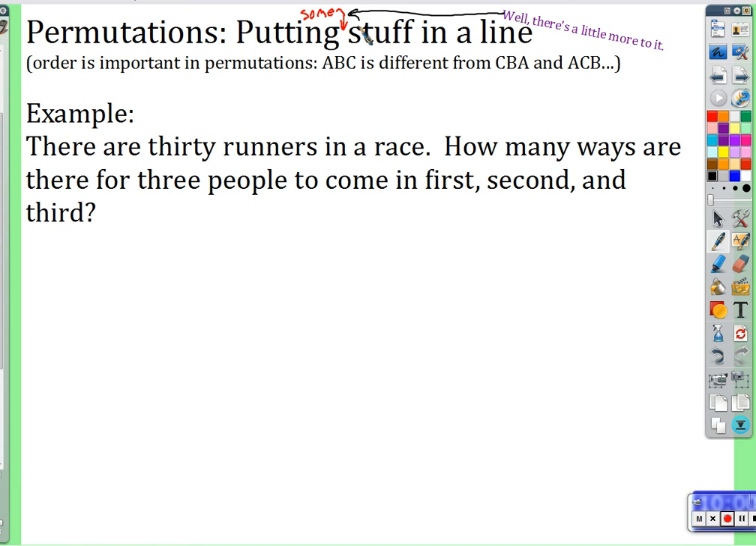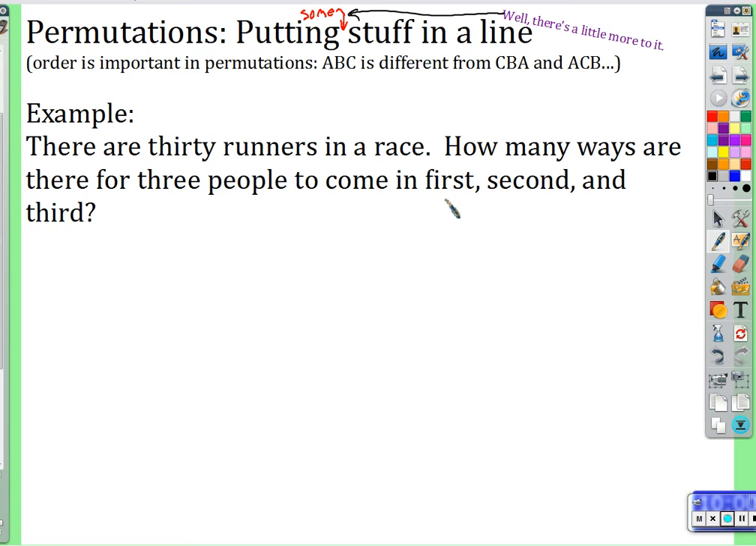Okay. So let's talk about this problem. There are 30 runners in a race, in a marathon or something. How many ways are there for the first 3 people to come in, for first, second, and third place? This is a permutation problem because order is important, right? I'm counting 3 people. Is the order of these 3 people important, or is it not?